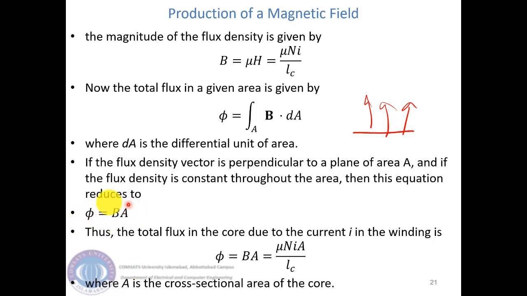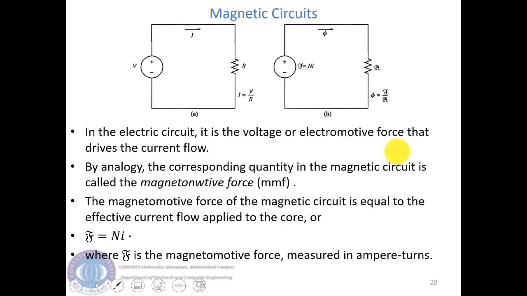phi is equal to BA. So obviously we don't need to integrate because everything is constant. Thus, the total flux can be calculated as phi is equal to BA, and we know that B is equal to mu Ni by Lc, so by inserting here, phi is equal to mu Ni A by Lc, where A is the cross-sectional area of the core.